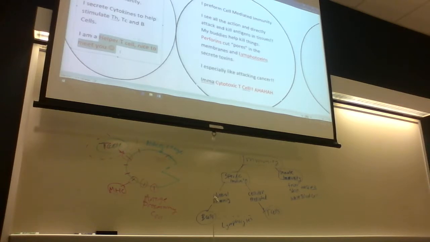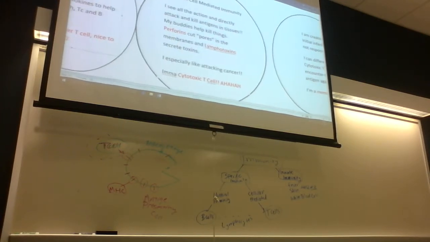So that's that. Helper T cells help activate B cells and help humoral mediated immunity. Helper T cells secrete cytokines to help stimulate T helper cells, cytotoxic T cells, and B cells. So your helper T cells activate and stimulate other cells to do things. It is like the commander or the boss. The next one is kind of like a maniac or psychopath, to be honest.